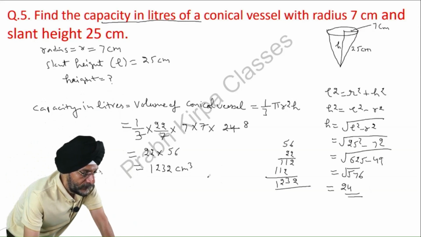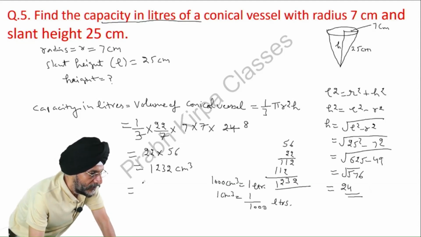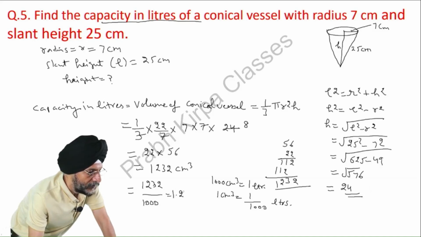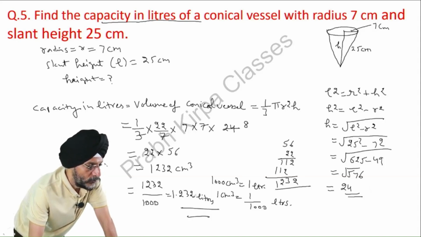We know that 1000 cubic centimeter is equal to 1 liter, and 1 cubic centimeter is equal to 1 over 1000 liters. So here we will divide this value of cubic centimeter by 1000 and the answer will be 1.232 liters. This is the capacity of the conical vessel in liters, 1.232 liters.